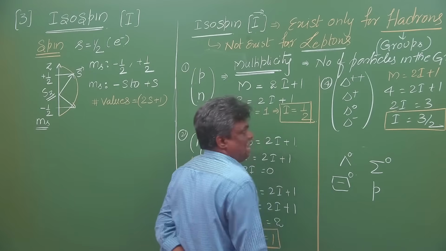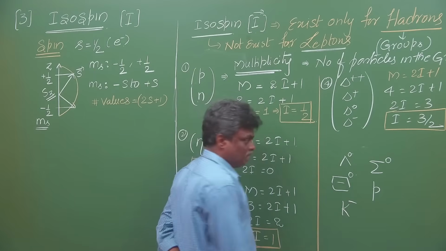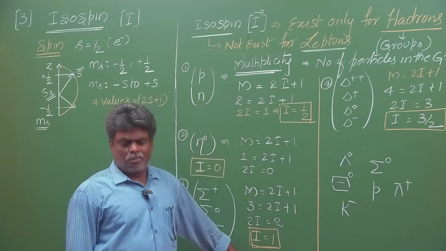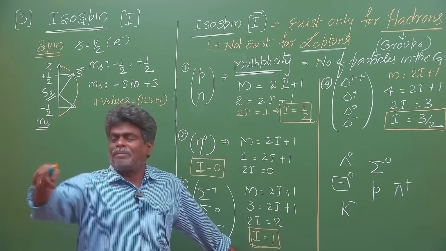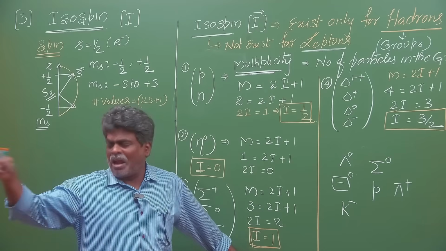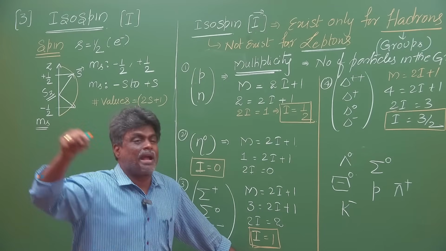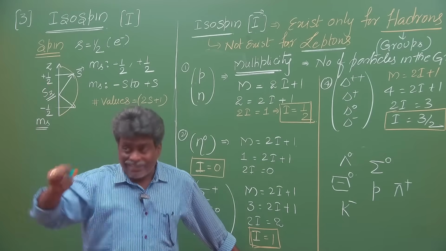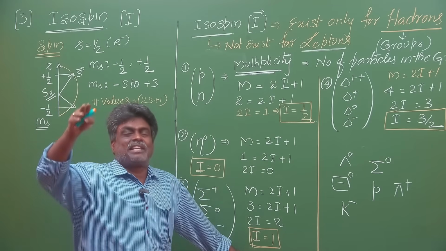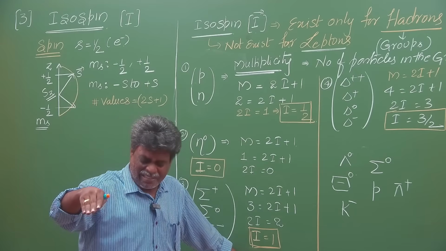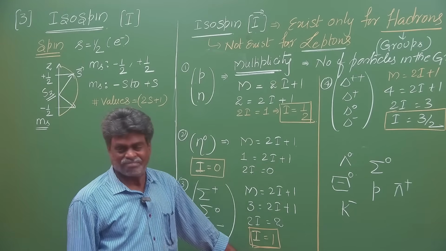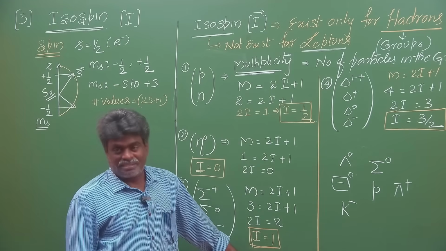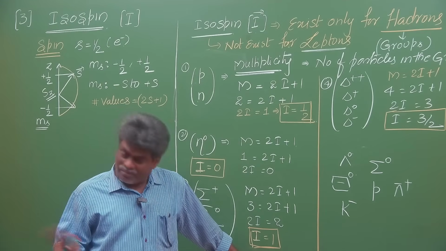Next, K minus. Next, pi plus. Proton. Lambda naught. Eta naught. Omega minus. Delta naught. Right. Sigma plus star. Sigma plus star group contains how many? 3. What is isospin? 1.